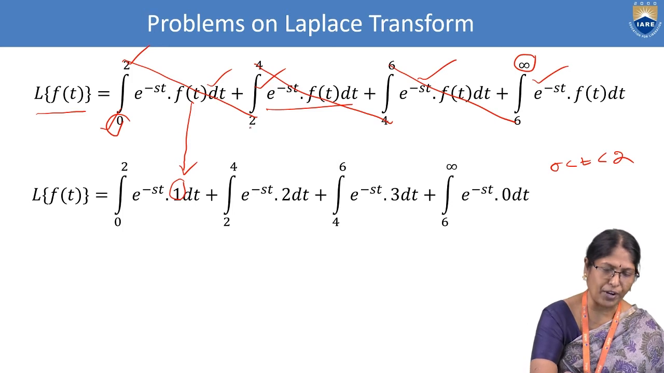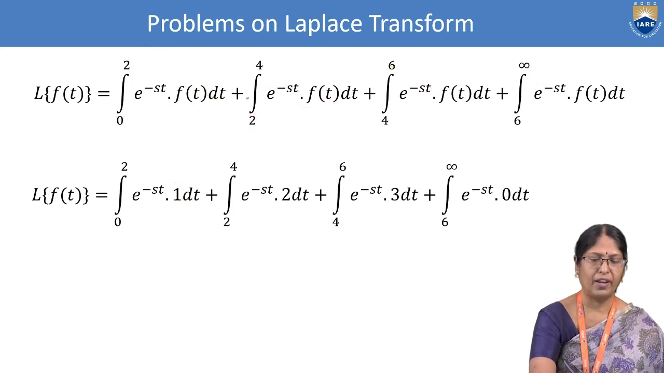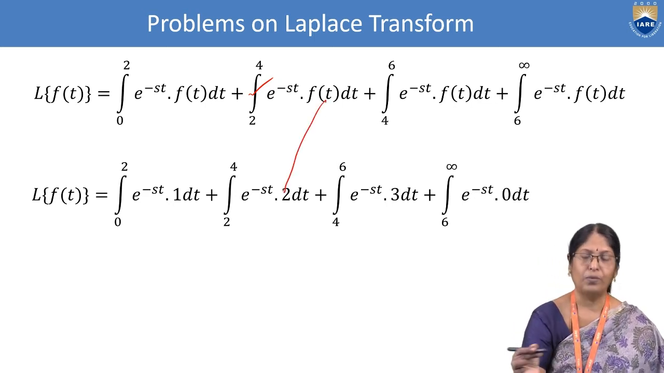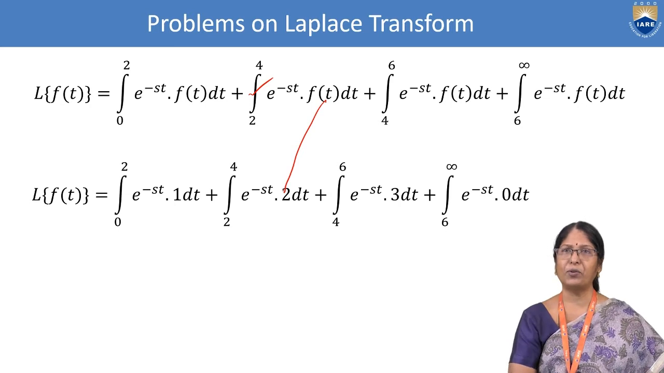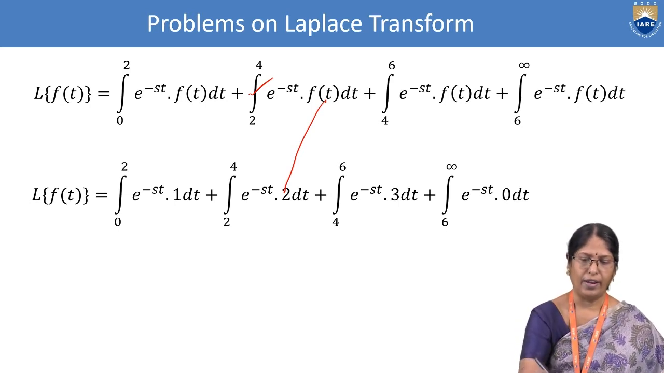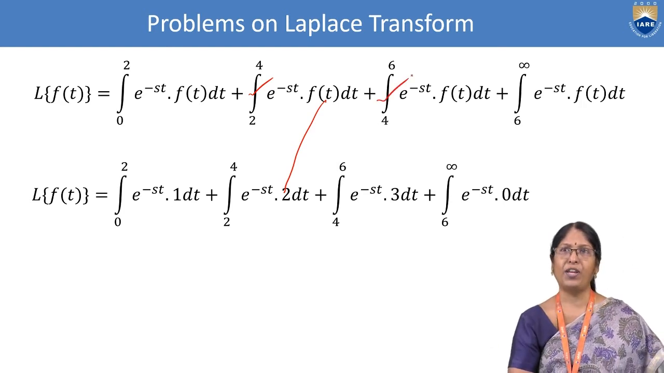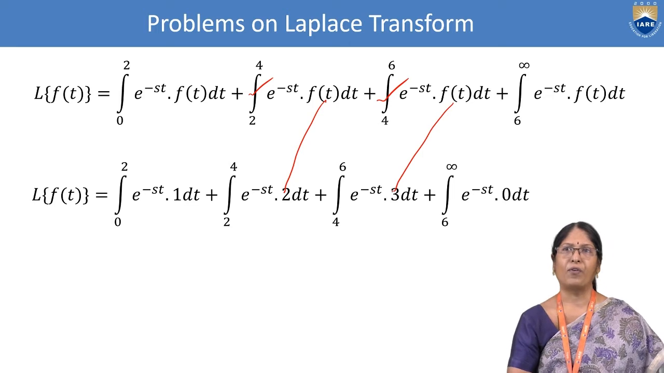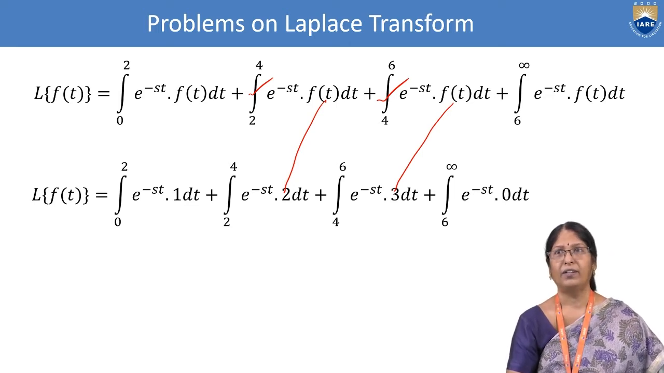T lies between 2 to 4, then f of t is 2. So f of t is replaced by the function that is 2. Next, t lies between 4 and 6. According to our problem, f of t is defined by the real number 3.